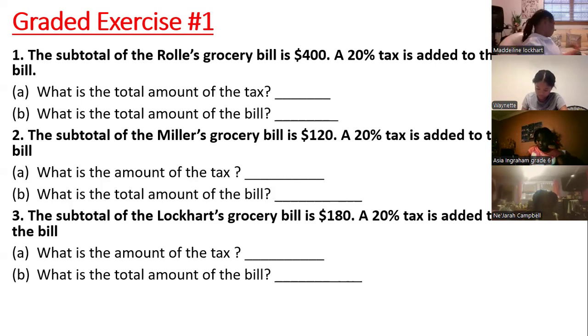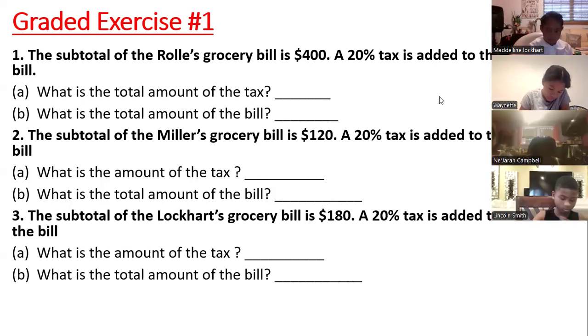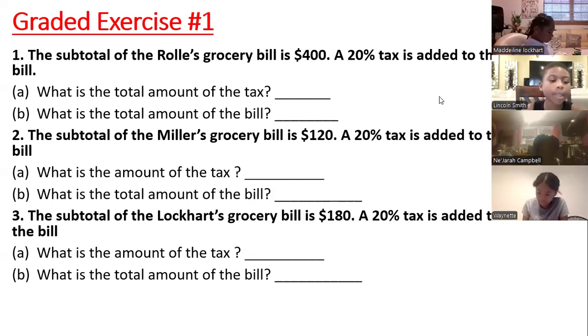I'm on number 3. You're on number 3? Yes, sir. Okay, that's good. Someone came off. Darren came off. Darren? Thank you. Oh, she's back on. Maya, what number are you on? 2B. Okay. Where's Lincoln? What number are you on, Lincoln? Number 3. Okay.